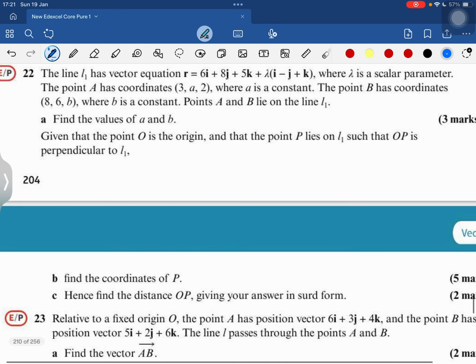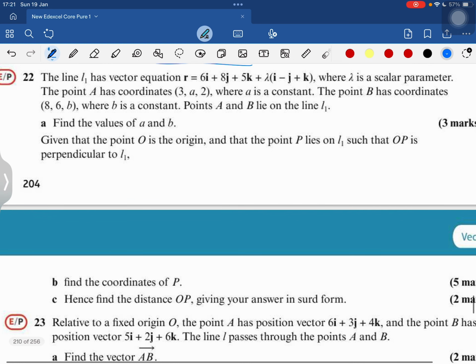Number 22. L1 has a vector equation like this with scalar parameter lambda. Point A has coordinates like this. Point B has coordinates like this. AB lies on the line L1. Okay, so lambda is -3 in this case. So A becomes 11.